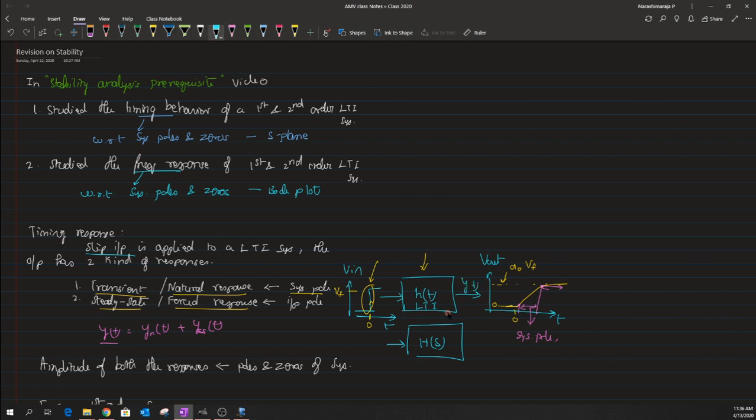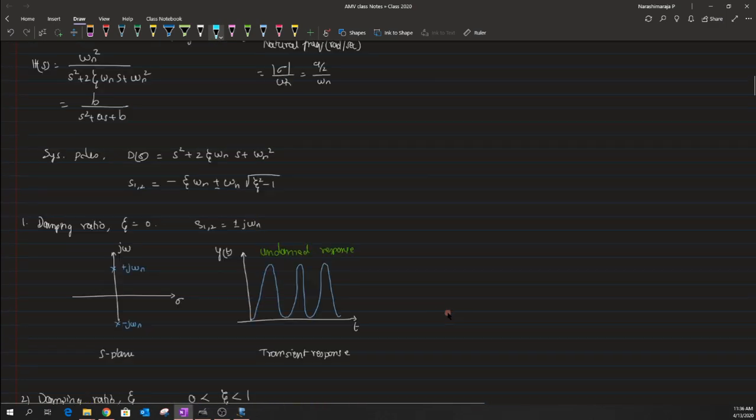So this is my y of t output, and for a corresponding input, I have used x of t as my input signal. In that case, the y of t signal could be written down into two components. One is the natural response, the other one is the steady state response.